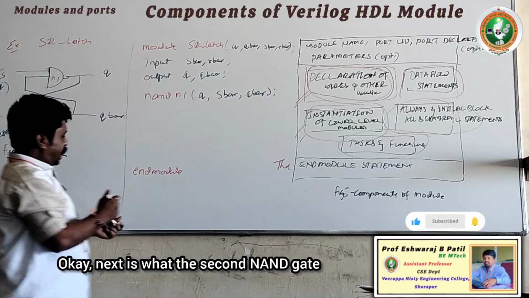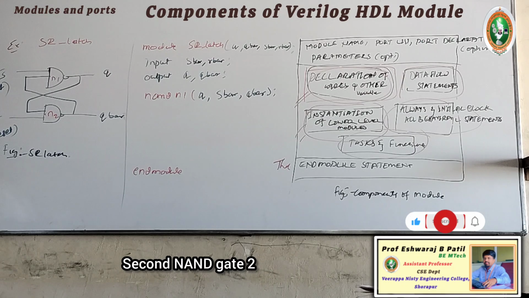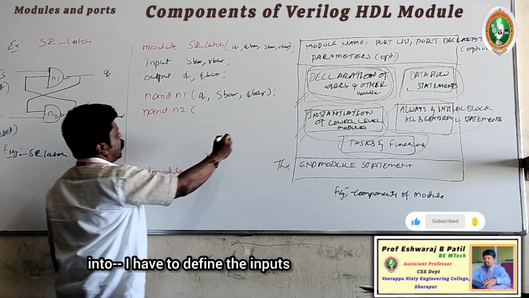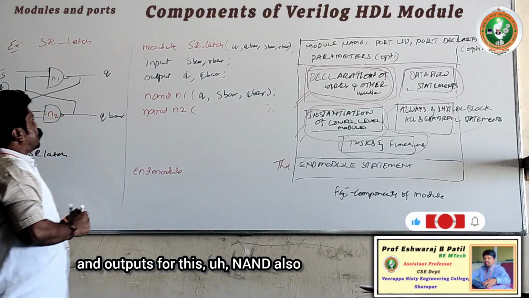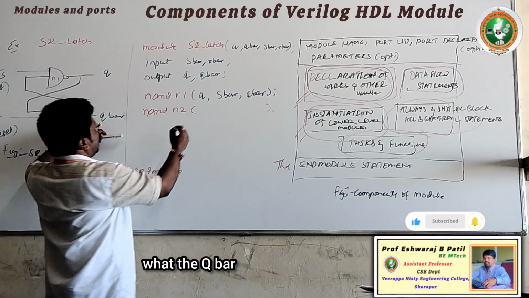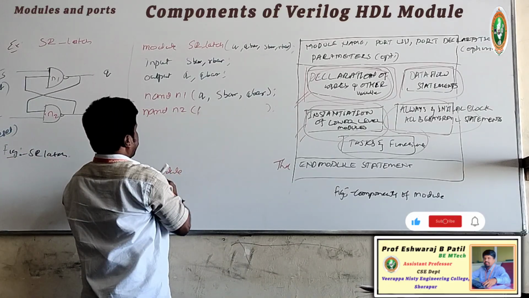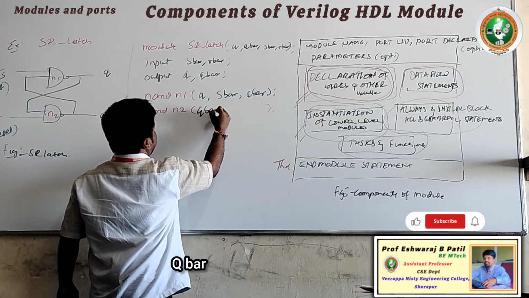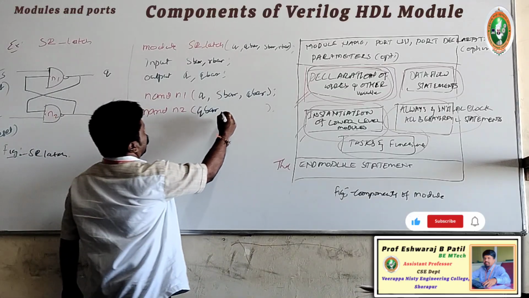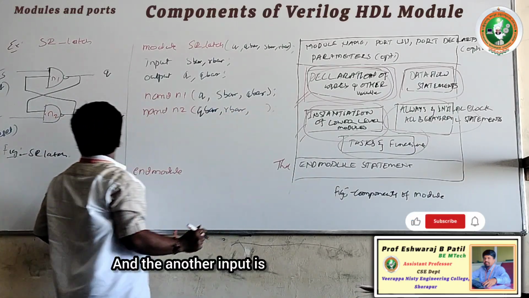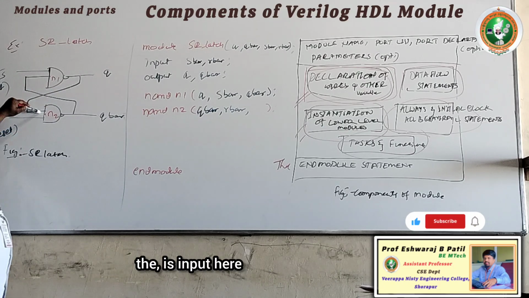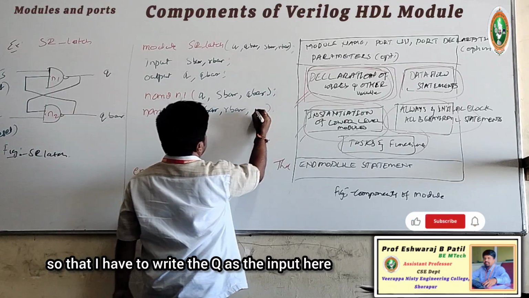Okay, next is the second NAND gate, which is N2. So I have to write NAND N2. I have to define the inputs and outputs for this NAND also. The output of the second NAND gate is Q bar, and the inputs for this NAND gate are R bar and, as the other input, Q, which is the output of the first NAND gate. So I have to write Q as the input here.